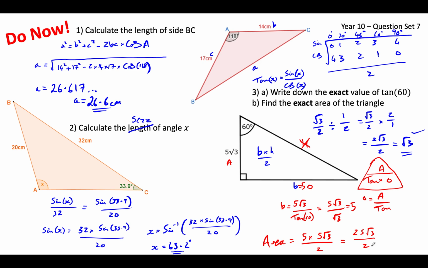Let's just double check that. Well, I know I'm right. I don't know why I'm doubting myself here. Divided by 2. Yeah, just leave it like that. That is the exact area.